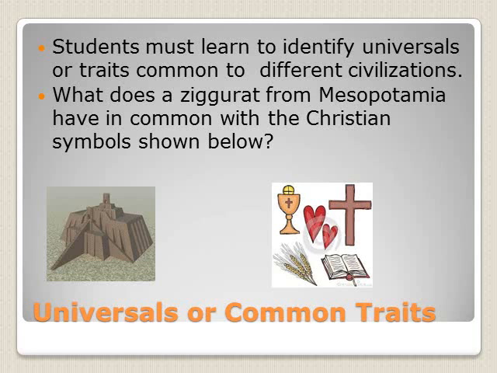Students must as well learn to identify universals or traits common to different civilizations. For example, what does a ziggurat from Mesopotamia have in common with the Christian symbols shown below? Here you have different artifacts related to a common trait, religion.